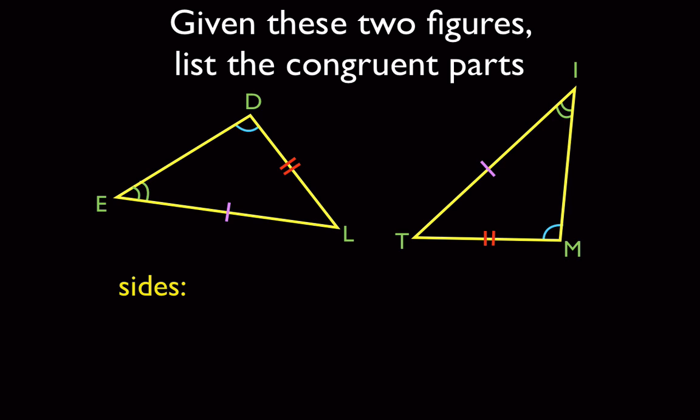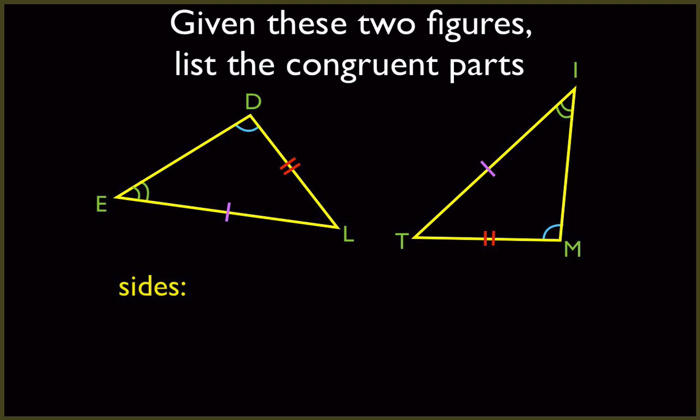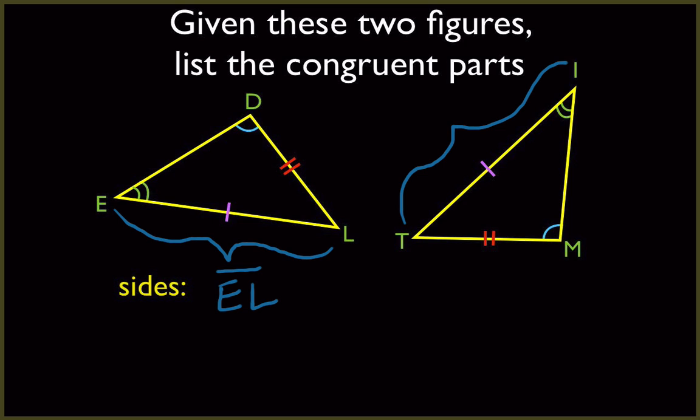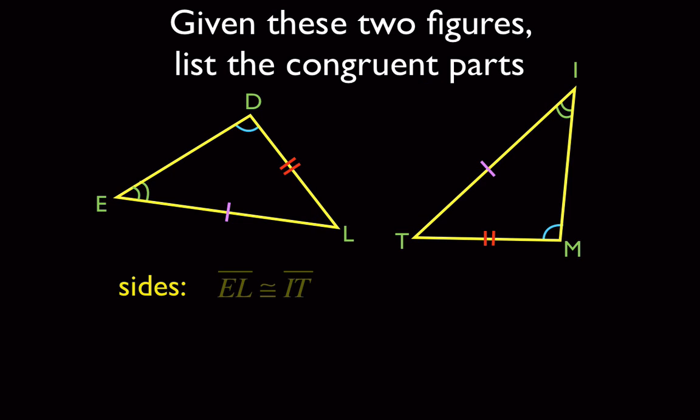So first off, I want to make note of any sides that are the same. So I notice, hey, right off the bat, E and L, that's the same as I and T up here. Remember, they are line segments, so I can write this as EL and put a line over top of it. And up here I can notate that as T and I with a line over top of it as well. Okay, and that's my first one.